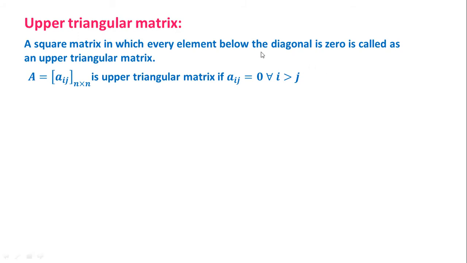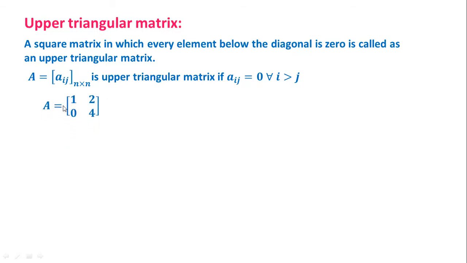Now see here, if all elements below the diagonal are 0, then the matrix is called an upper triangular matrix. Suppose A is equal to the matrix in symbolic form, Aij, of order n by n, so it indicates this is a square matrix, and it is an upper triangular matrix if Aij is equal to 0 for all i greater than j. So this is the symbolic definition of upper triangular matrix.